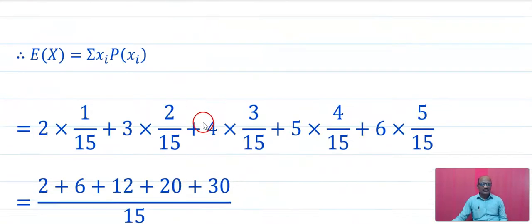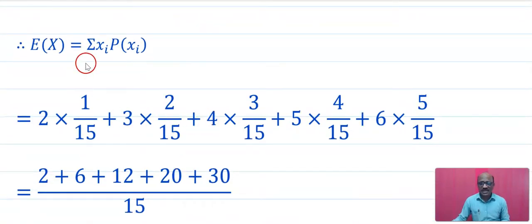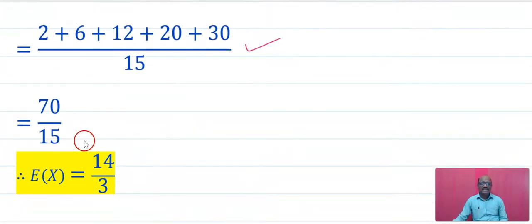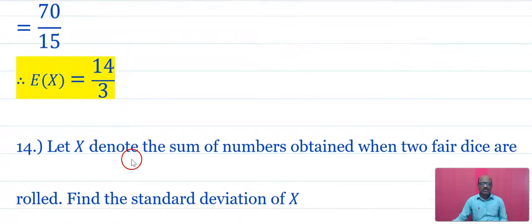Okay. And hence their E of X, the expected value, is the summation of xi into P of xi. That is 2 into 1 upon 15, since the number less than 2 happens once. The numbers which are less than 3 have probability 2 upon 15. The numbers which are less than 4, that is 4 into 3 upon 15. Then 5 into 4 upon 15, 6 into 5 upon 15. After calculation, you can find out their LCM and calculate it. Then you get 70 upon 15, and therefore the expected value is 14 upon 3.